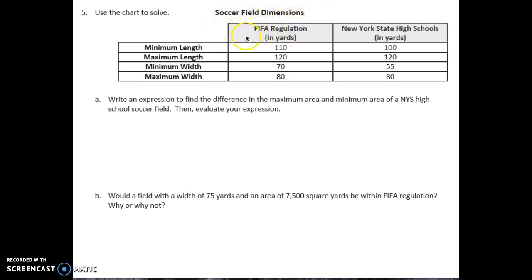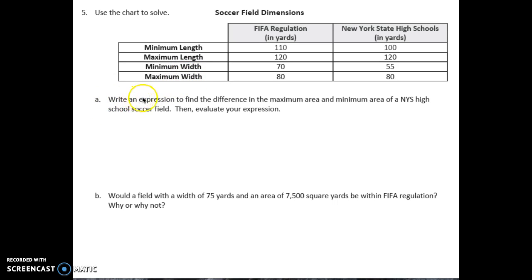And these are FIFA regulation numbers, and this one is New York State high schools as far as what they have in yards. So it gives a minimum length and a maximum length, and then it specifies minimum width and maximum width. When we find area, we know it's length times width. And so that comes into play in this problem.